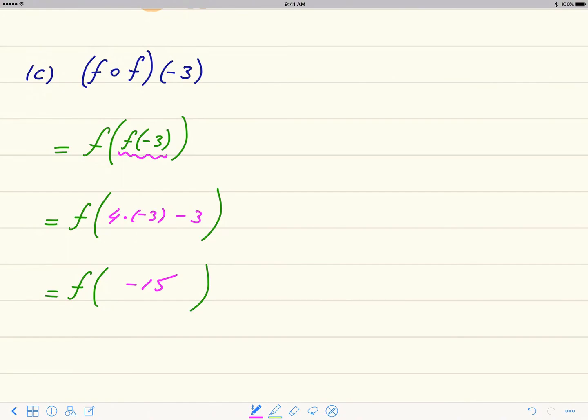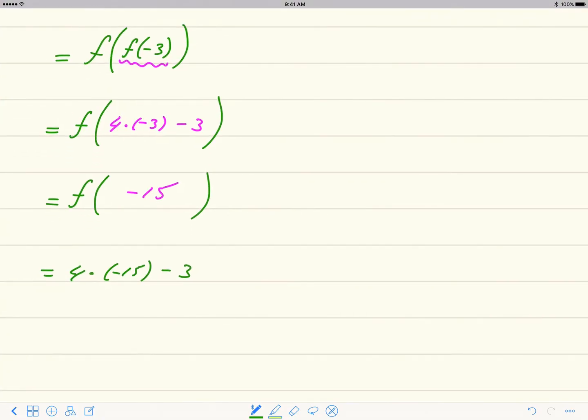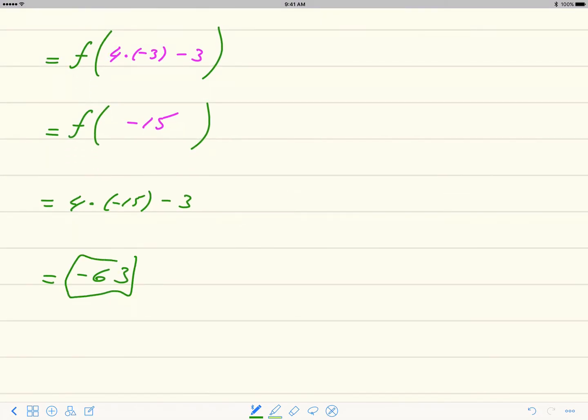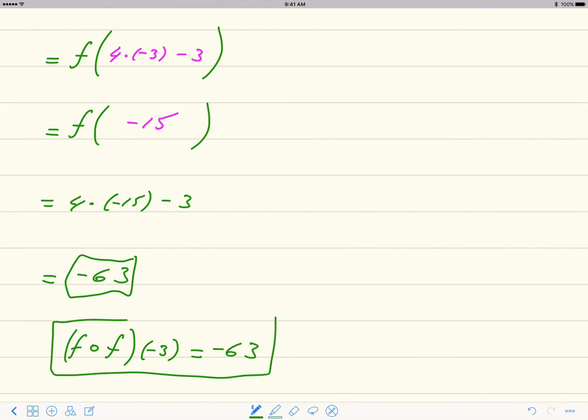Okay? Now we're going to plug in -15 for x inside the f function, and we get 4 times -15 minus 3, that's -63. And now that's the answer. That is the answer: f circle f of -3 equals -63. There we go. Okay, so this is about composing functions with numbers that are inputs.